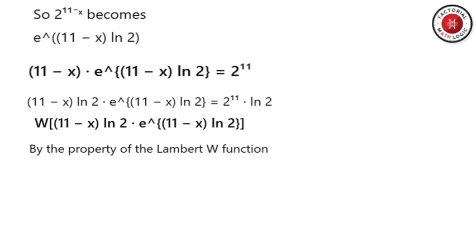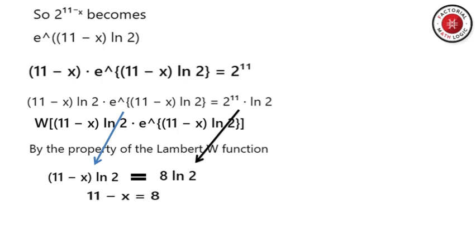Now both sides are in the perfect structure for the Lambert W function. So apply Lambert W to both sides. W of (11 minus x) times ln 2 times e to the (11 minus x) times ln 2 equals W of 2 to the 11th times ln 2. By the property of the Lambert W function, a times e to the a transforms to a, the left side simplifies to (11 minus x) ln 2, and the right side becomes 8 times ln 2.